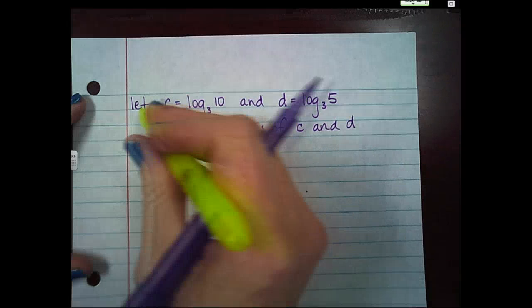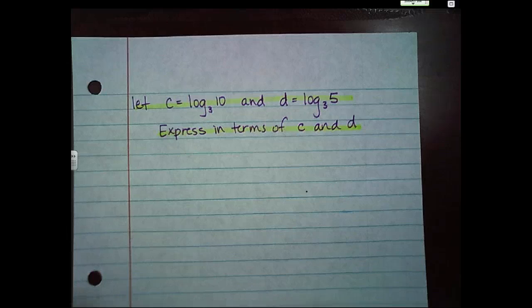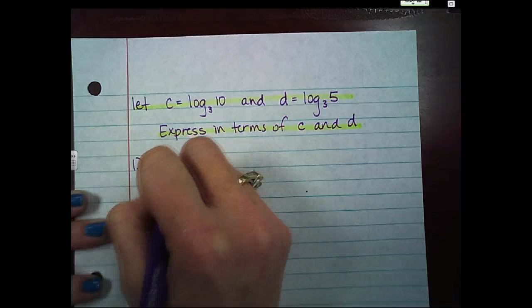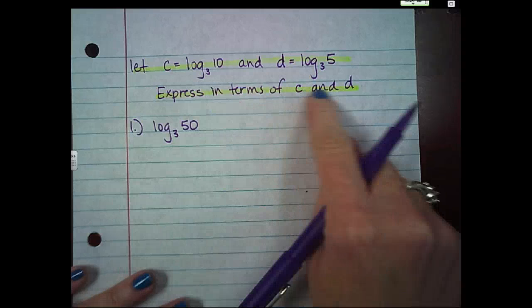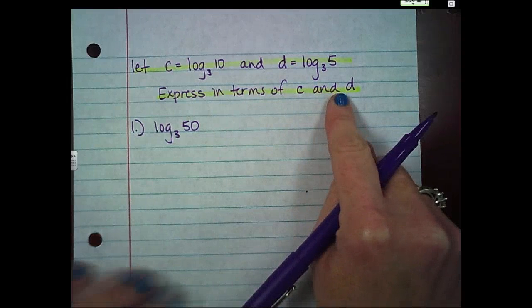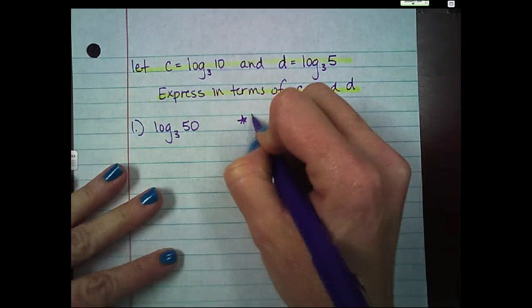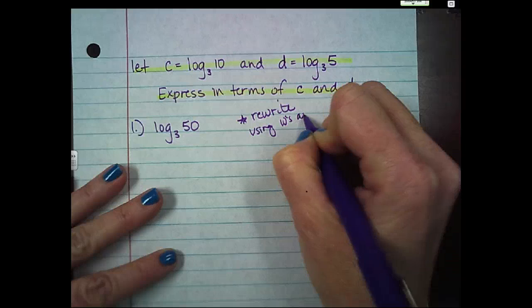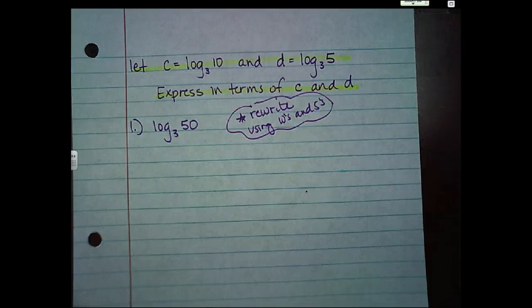This is where the lesson kind of takes a turn into the twilight zone. Okay, so this is where it gets kind of strange. If I give you a problem, for example, log base 3 of 50, your ultimate goal is to write it in terms of C and D. But before you can do that, you need to write it in terms of log base 3 of 10 and log base 3 of 5. So your note here needs to be: rewrite using 10s and 5s. That's your little note to yourself. How can you rewrite 50 using 10s and 5s?